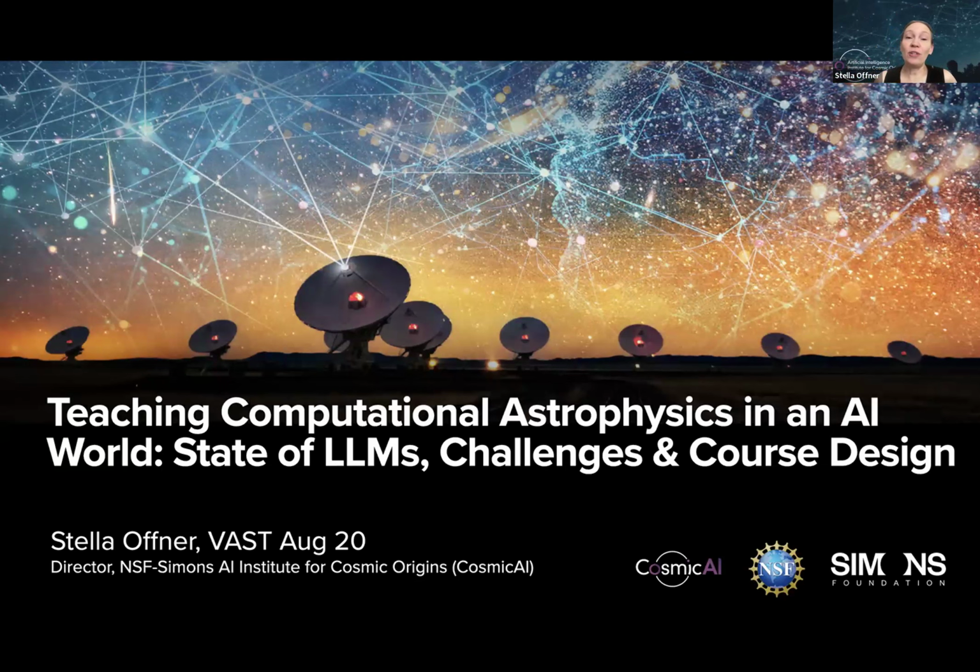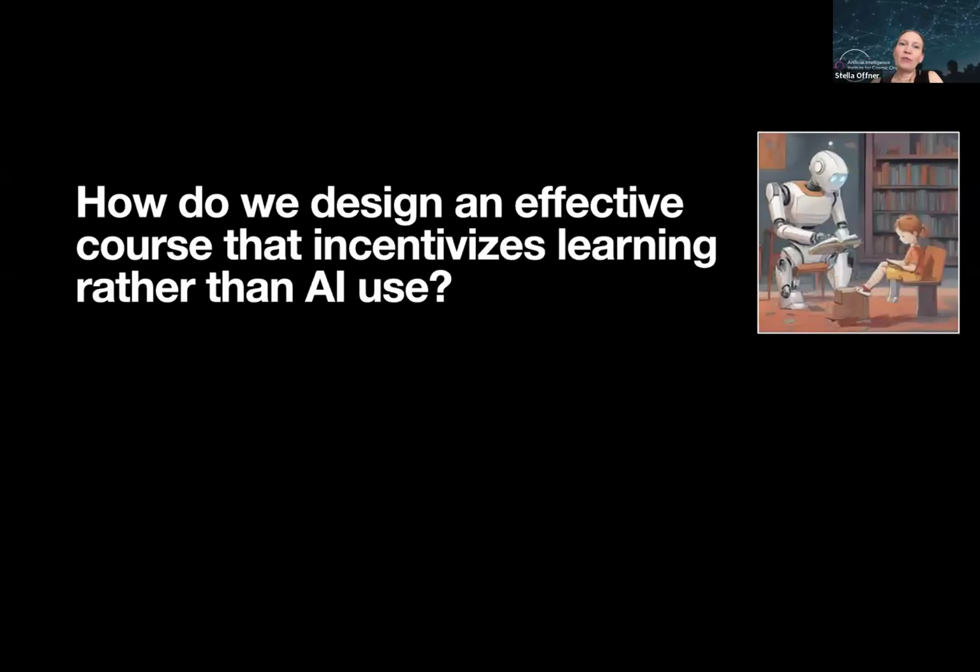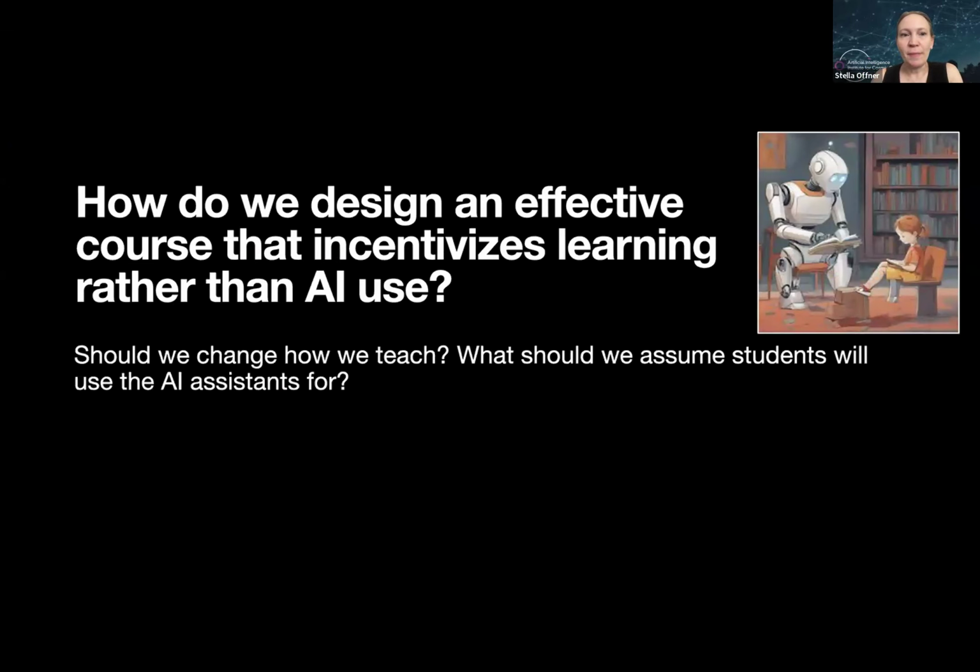And I have to say, I do not have all the answers. I have not had to teach computational astrophysics since we've had this revolution in language models. But I do have to teach an AI for Astro course at the graduate level that will be entirely online. So I'm kind of struggling with this question of how do we teach effectively in this new AI world. Right? So how do we design an effective course that incentivizes learning rather than simply AI use?